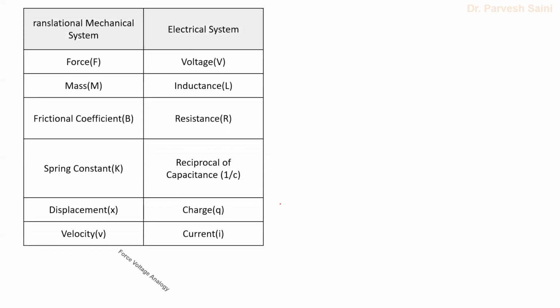So now this is the force voltage analogy. In this you can see we have translational systems, and then we have electrical systems. In a translational system we have force, but the electrical equivalent of force in an electrical system is V. Similarly, mass and inductance are correlated. Frictional coefficient and resistance are correlated. Spring constant is equal to the reciprocal of the capacitance, 1 by C. Displacement is charge, velocity is current. So these are the analogous quantities. That is, the analogous quantity of force in an electrical system is voltage, the analogous of mass is inductance, and similarly, the analogous of velocity in an electrical system is current.